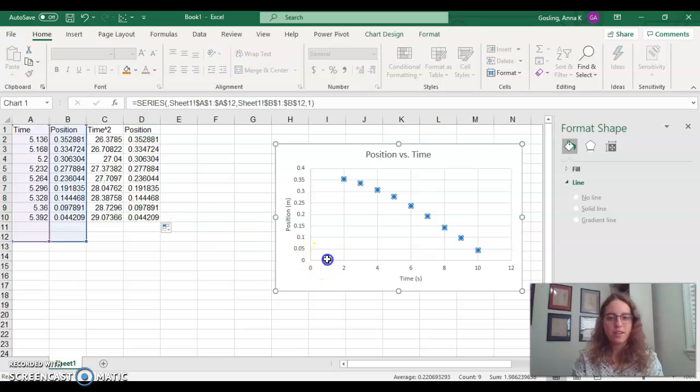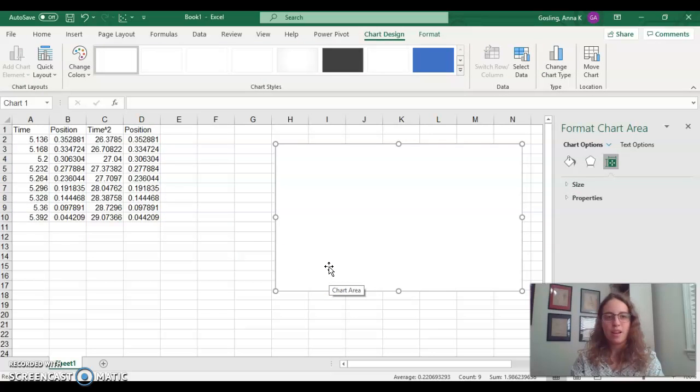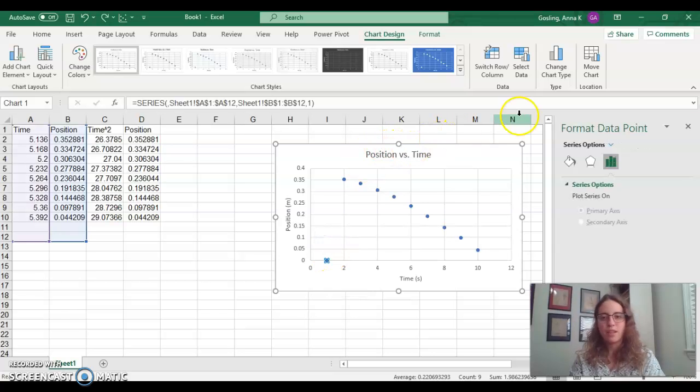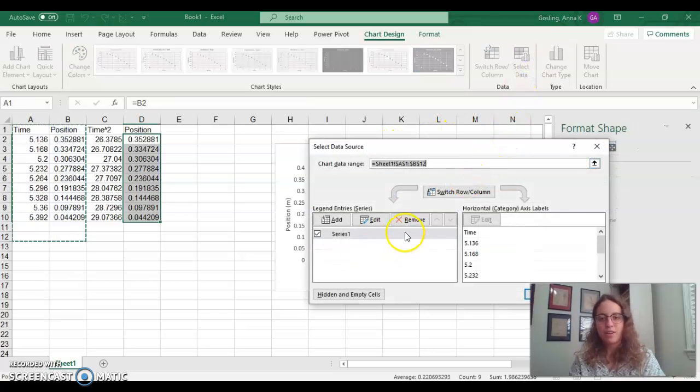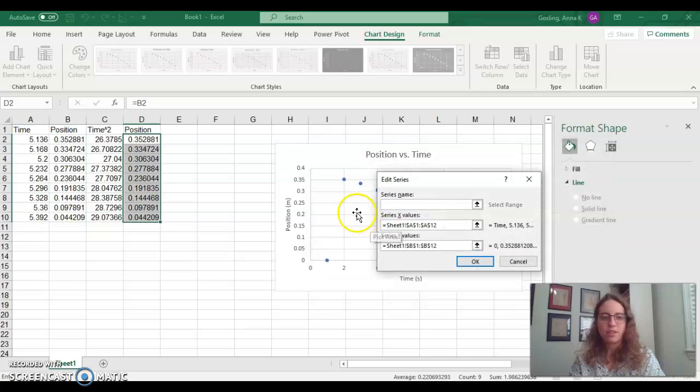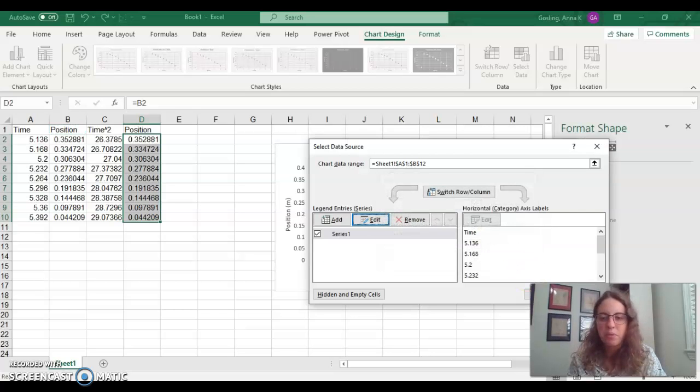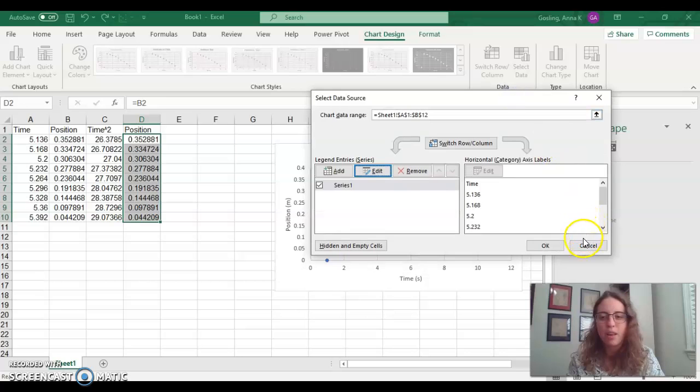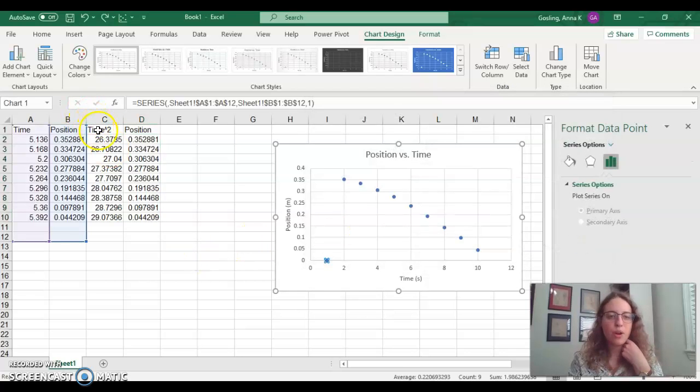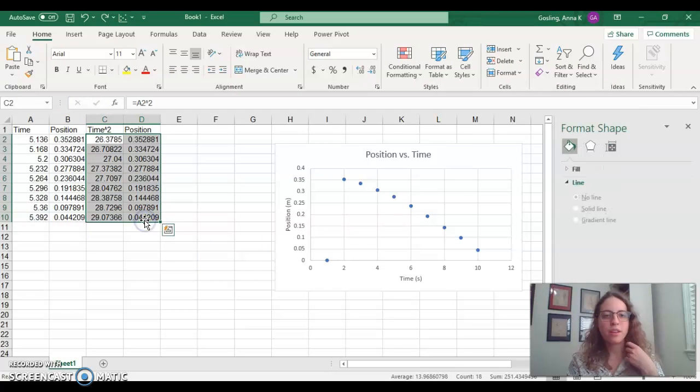Also, you can see that this decided to add this random data point here. I want to get rid of that, and I can do that by going in and just changing my series. So instead of A1, I'm going to skip that. We're not going to worry about it right now. Sorry about that, guys. I'm going to go ahead and graph this data now.